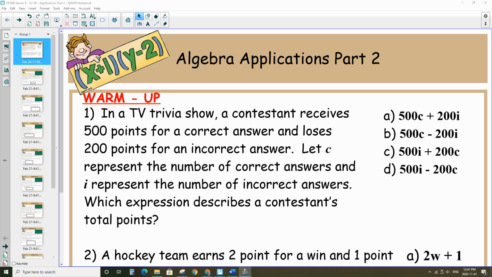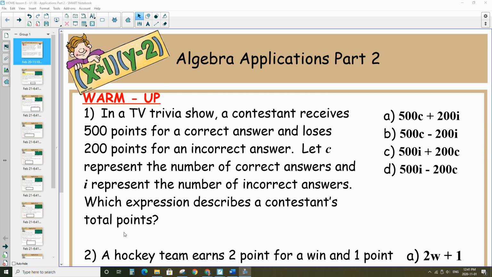I'm going to go through pages 16 and 17 today, and it's part 2 of your application. So in your last lesson, we started some applications. I'm just going to continue with that. I've got a couple examples, a couple word problems to go through today. Before we do that, just some warm-up questions that you're looking at on your page there.